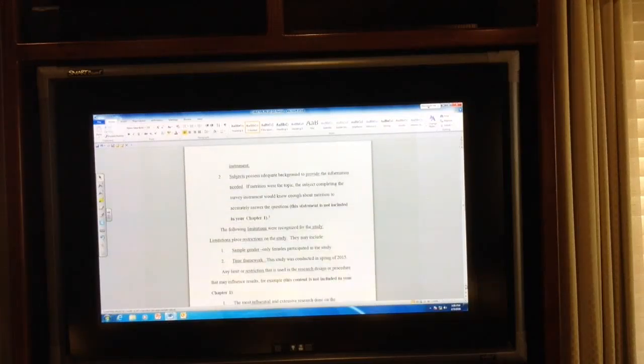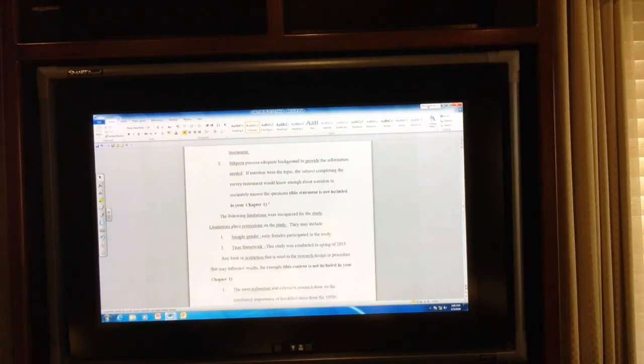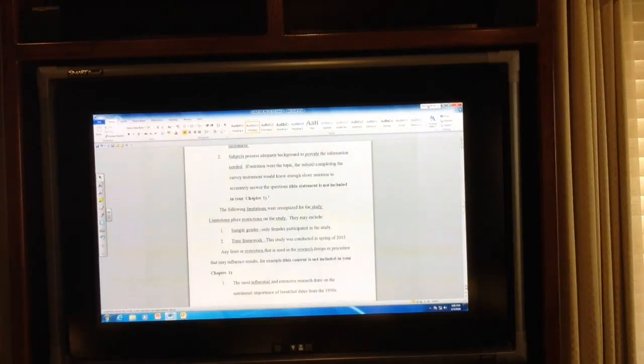You may have any limit or restriction that is used in the research design or procedure that may influence the results. Anything that you think that could best explain your study or would put parameters around your study, this is where you need to do it. Again, this particular statement, any limit or restriction that is used in the research design or procedure that may influence the results, this is not included. But here are some examples of some limitations.